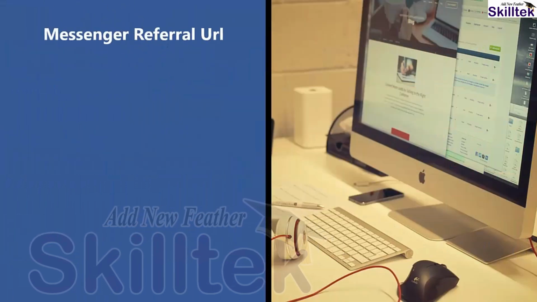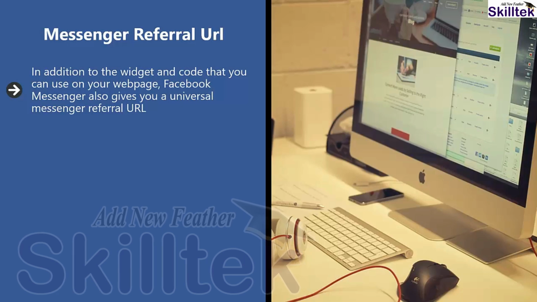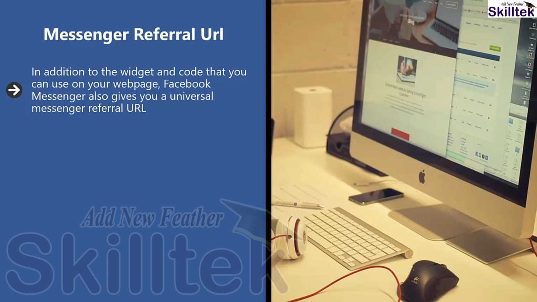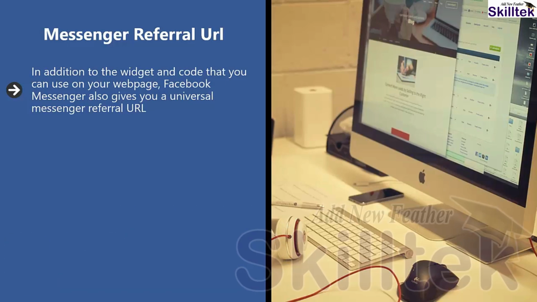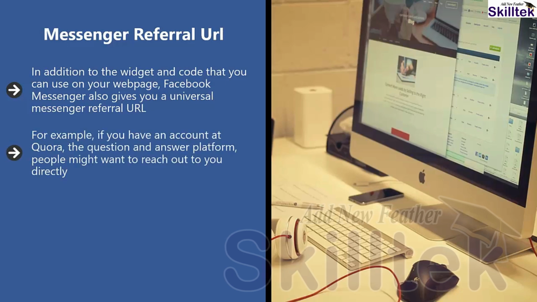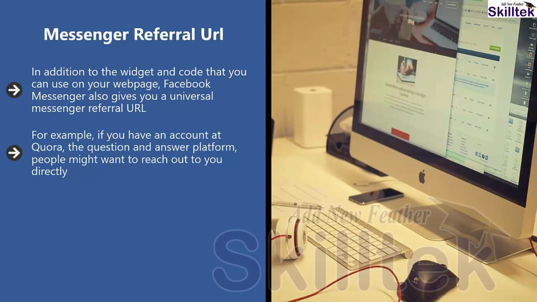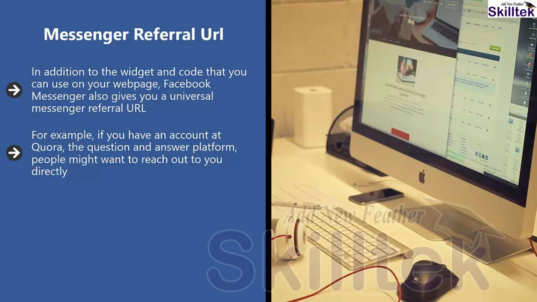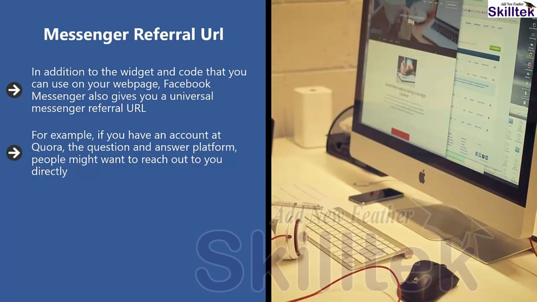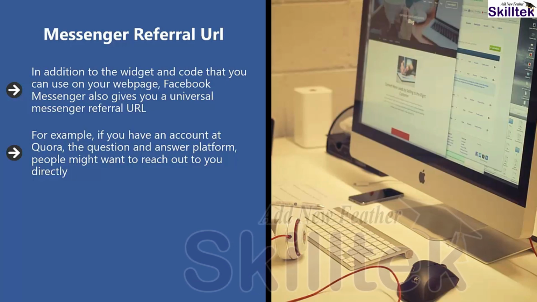Messenger referral URL. In addition to the widget and code that you can use on your webpage, Facebook Messenger also gives you a universal messenger referral URL. You can put this on your website, and you can put this on other people's websites. For example, if you have an account at Quora, the question and answer platform, people might want to reach out to you directly. So you could say in your answers on Quora, if you have any other questions or concerns, click on my profile and get a hold of me via Facebook Messenger.